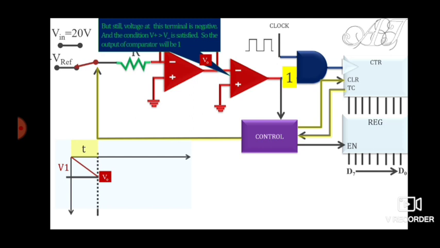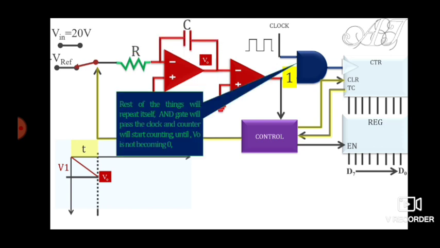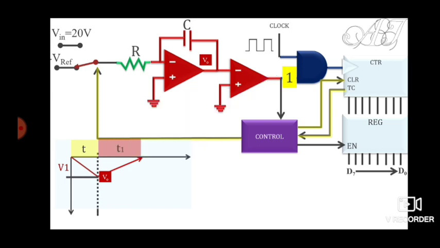The voltage at the inverting terminal of this comparator will keep on decreasing, but still the condition we have taken in the beginning is satisfied. Okay, so the output of the comparator will still be 1, and the rest of the things will repeat itself, and the AND gate will pass the clock and the counter will start counting. But how long will it count? Until V naught becomes 0. Okay, see here V naught has become 0. So at this point, after T1, your counter will stop counting.